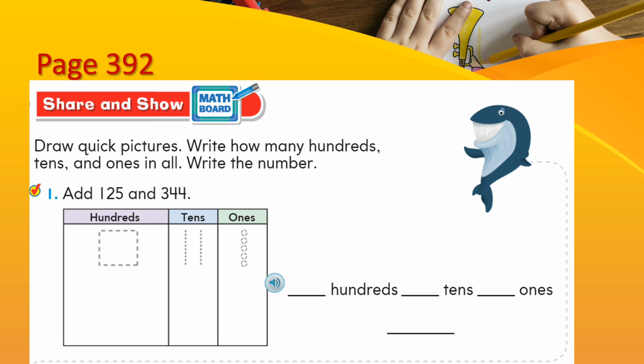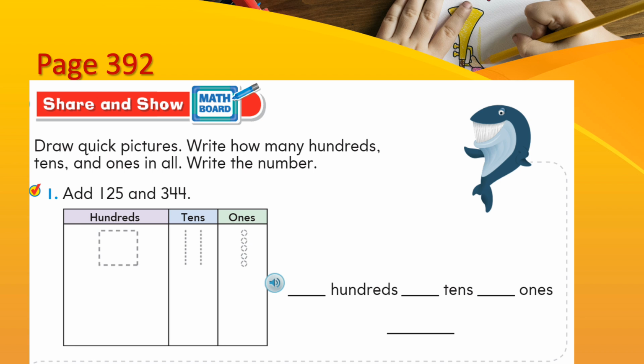Now we'll go to share and show. Let's open page number 392. I'm going to read the instructions now. It says, draw quick pictures, write how many hundreds, tens and ones in all and write the number. The question is, add 125 and 344. As you can see, they have already shown us 125 in their quick picture. There's 100, 2 tens and 5 ones.